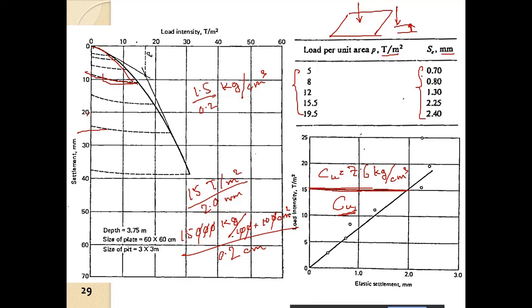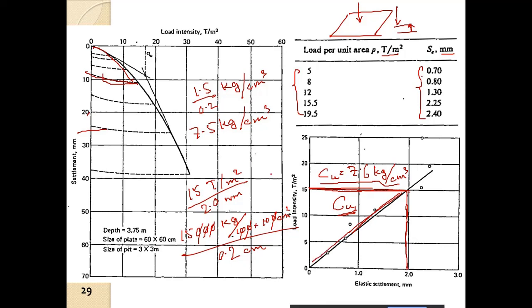1.5 divided by 0.2. So we come to a value of 7.5 kg per centimeter cube. Some amount is there, so we can see it is not exactly 2, so I think they have considered that amount as well. It is not exactly 2, so they have calculated it to be 7.6 kg per centimeter cube. So that is Cu. Okay, so that is basically the slope of this.